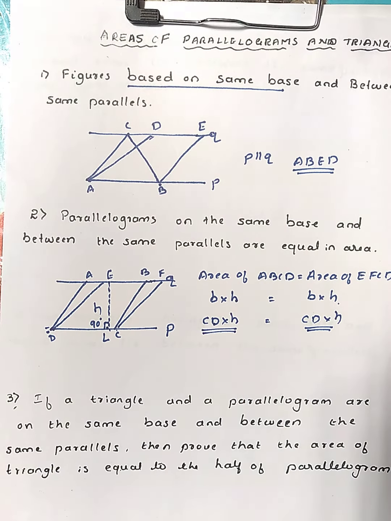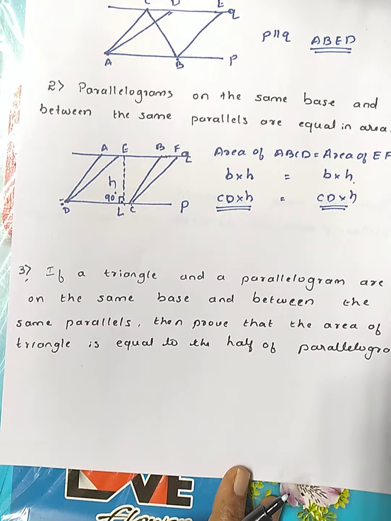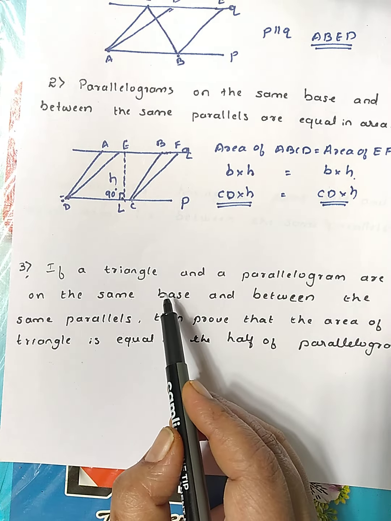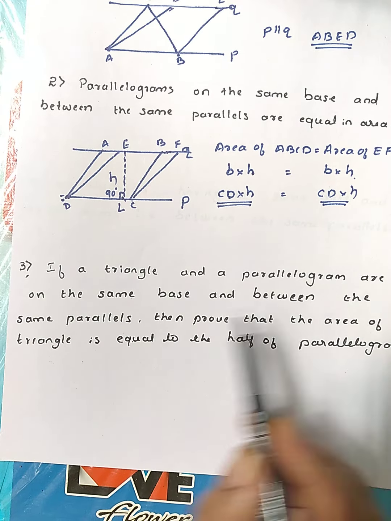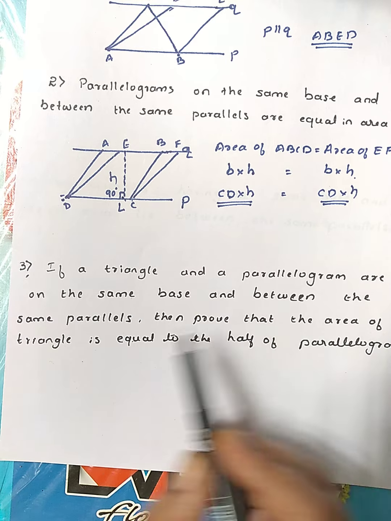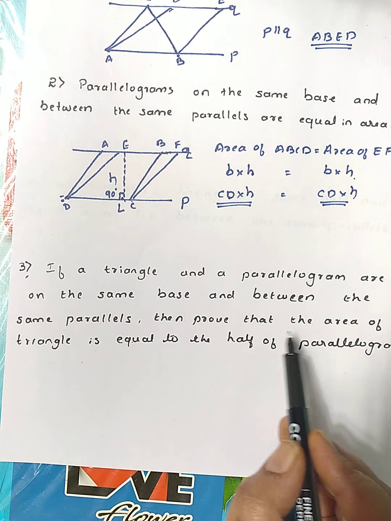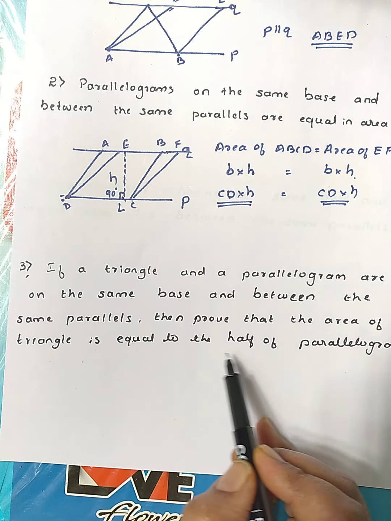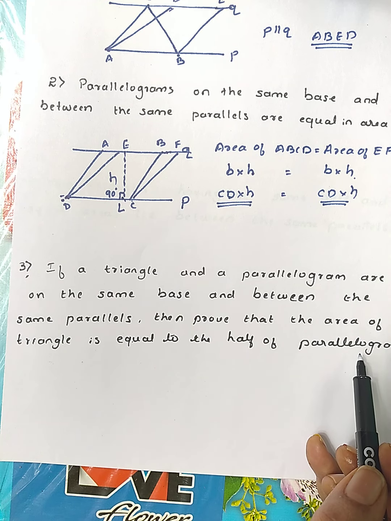So next, coming to the third one: if a triangle and a parallelogram are on the same base and between the same parallels, then prove that the area of the triangle is equal to half of the parallelogram.